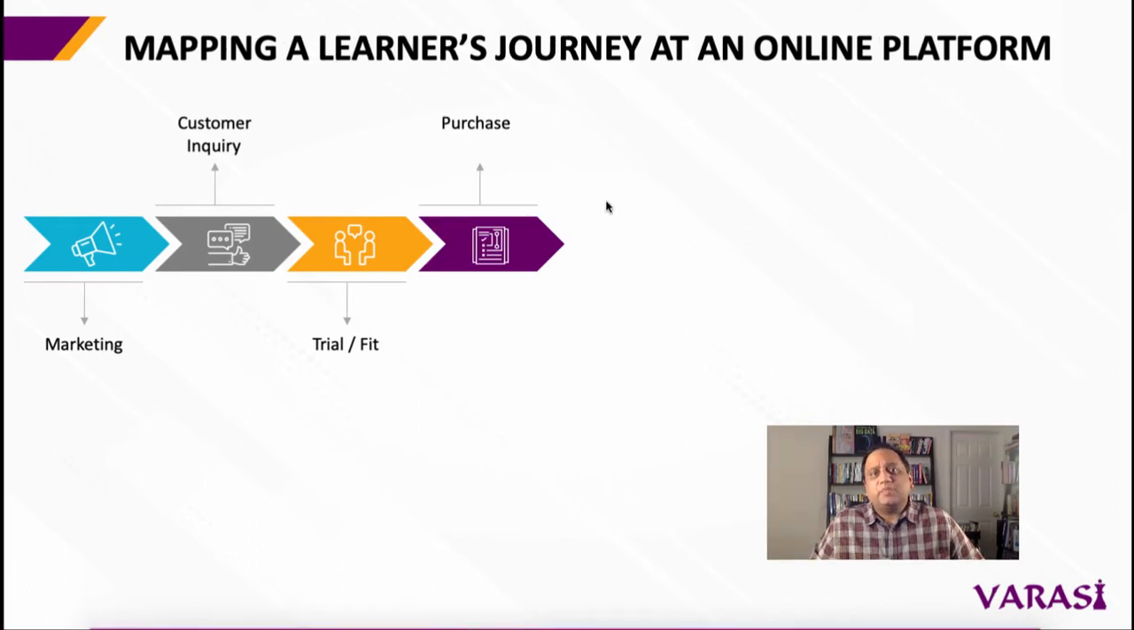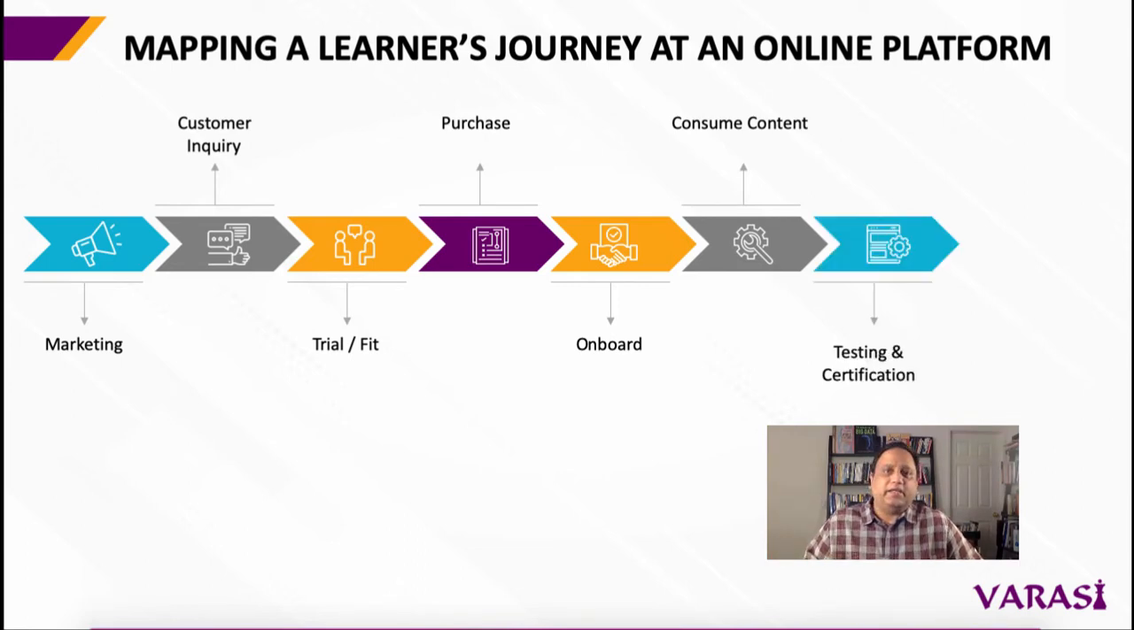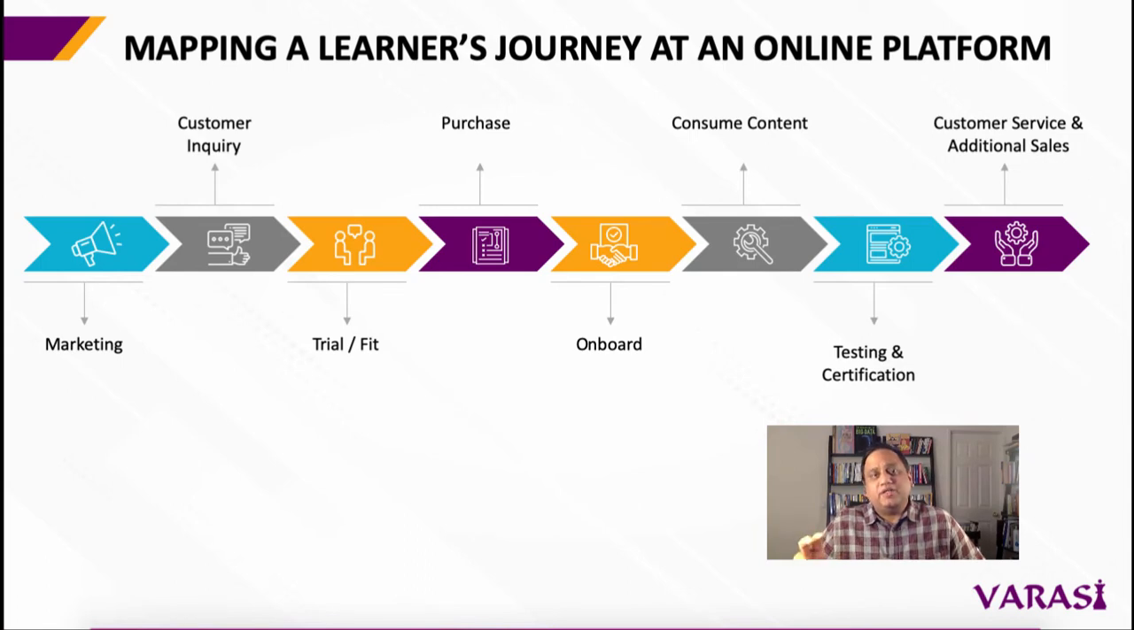If the customer does make a purchase of a class or a bundle of classes, they are then onboarded onto the platform. They then consume the content, take the classes, at the end of which they are given a test and they get a certificate of completion. Even though I'm drawing this last part out at the end of this chain, throughout this journey, they are likely accessing customer support or tech support, or even a customer success team, which is tasked with ensuring that they are renewing their subscription and taking possibly more classes.